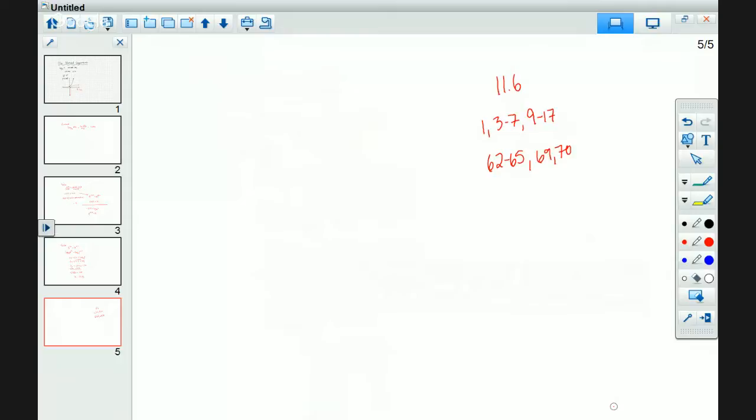If you're going to be gone tomorrow, all you've got to do is flip the page past the assignment to 11.6B, and you've got what we're doing.